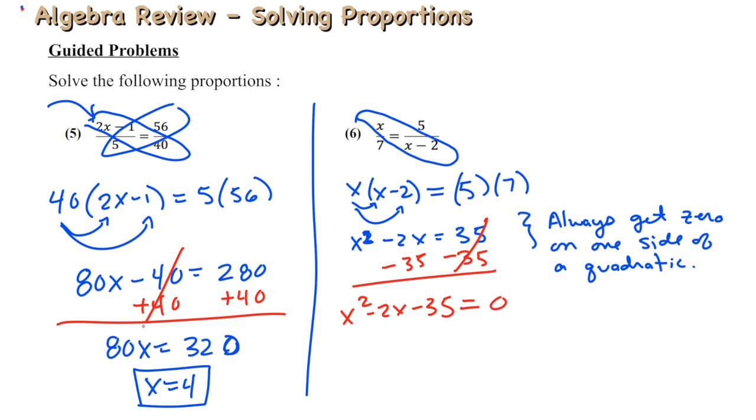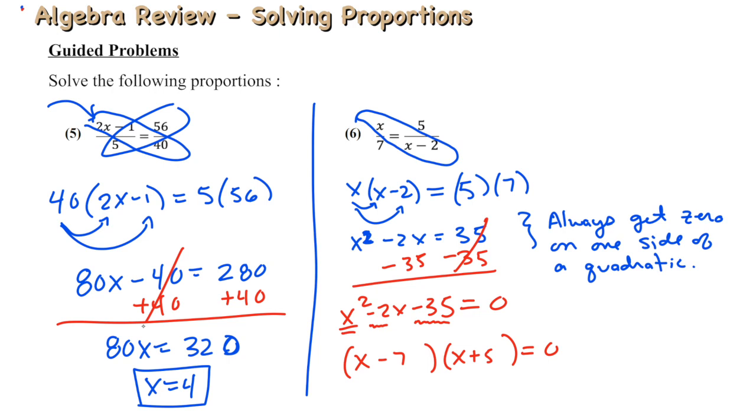And this is the easy case because x squared has a coefficient of 1, so we know we have 2 parentheses with an x times x at the front, because that's the only way we can get x squared. And then 2 numbers that multiply to equal negative 35, but add up to equal negative 2 would be negative 7 and positive 5.